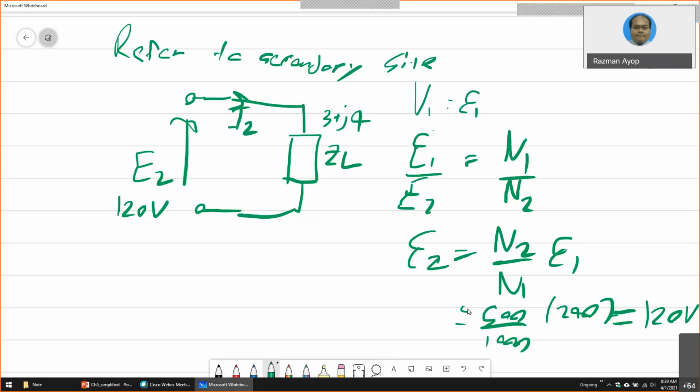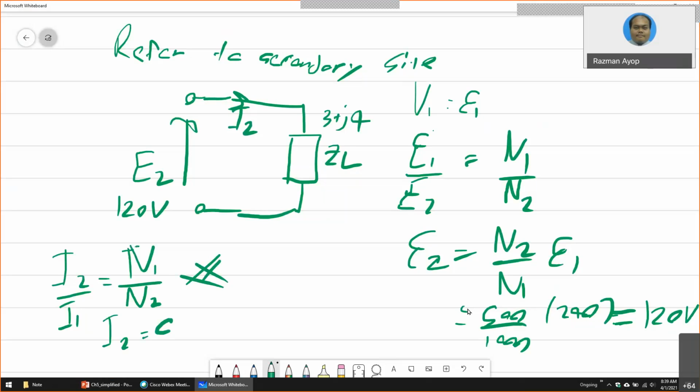And the current, same thing, either you can use I2 divided by I1 equals N1 divided by N2, or you can just use the formula I2 equals E2 divided by ZL. Okay, you get the answer. That's it. This is the only thing you need to know on the ideal transformer.